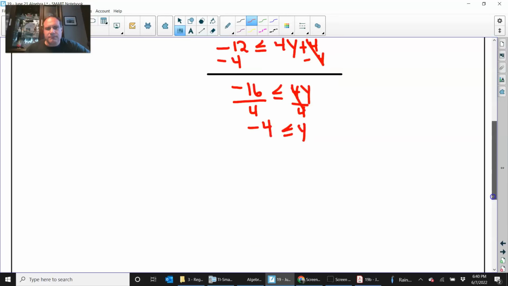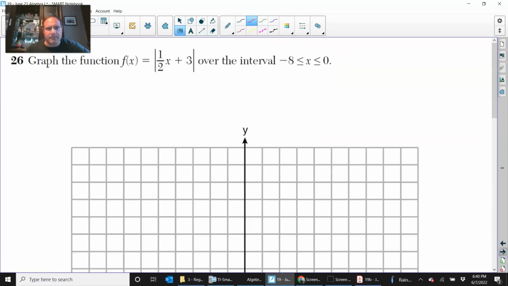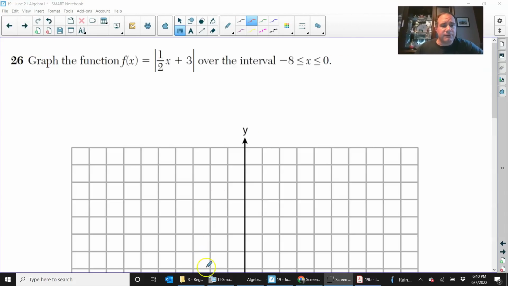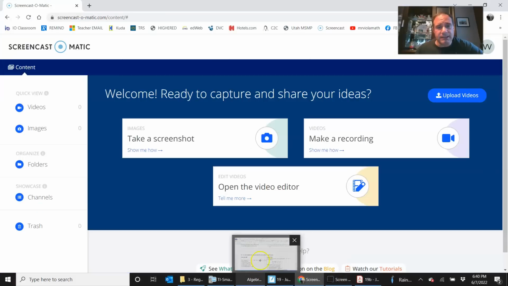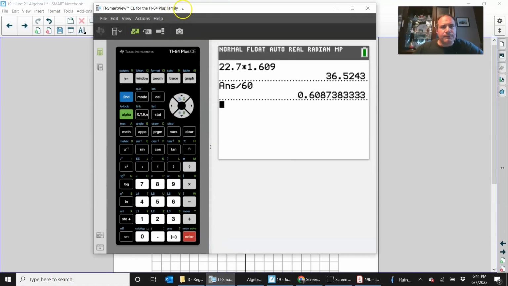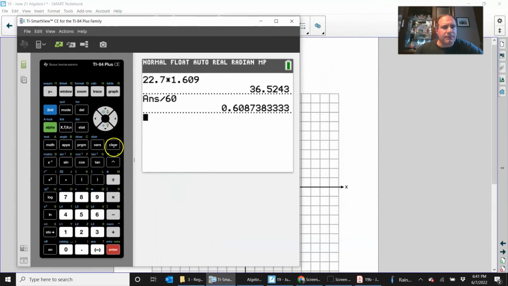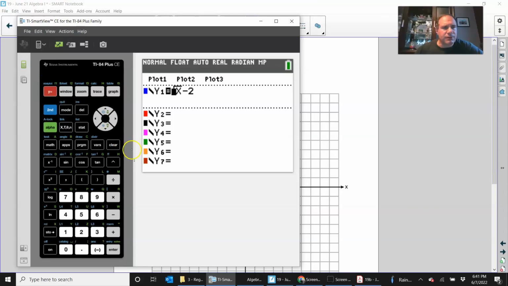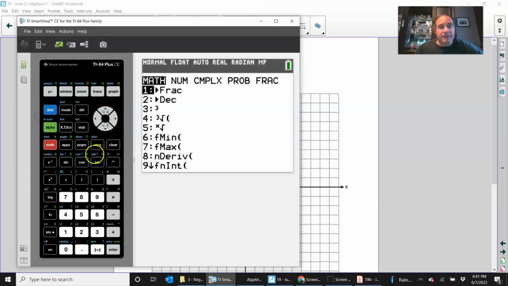The next question is to graph this function, and it is an absolute value function, so you are going to need your calculator to do it. So here we go. I'm going to press clear. I'm going to go to y equals. I'm going to get that out. The way you get to absolute value is, remember, press math and then go over to the right for num, and that first one is absolute value.